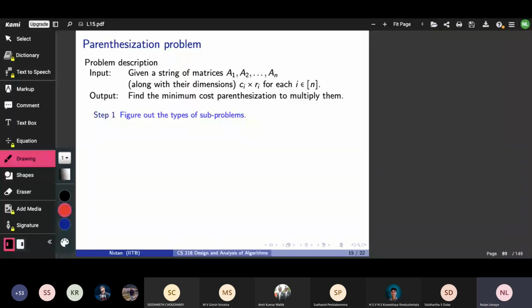Okay, fantastic. So let's run through the 5 steps required in order to put the solution for this problem in the dynamic programming paradigm. The kind of subproblems that I will come up with will be as follows. Suppose we guess the last operation of the best parenthesization.